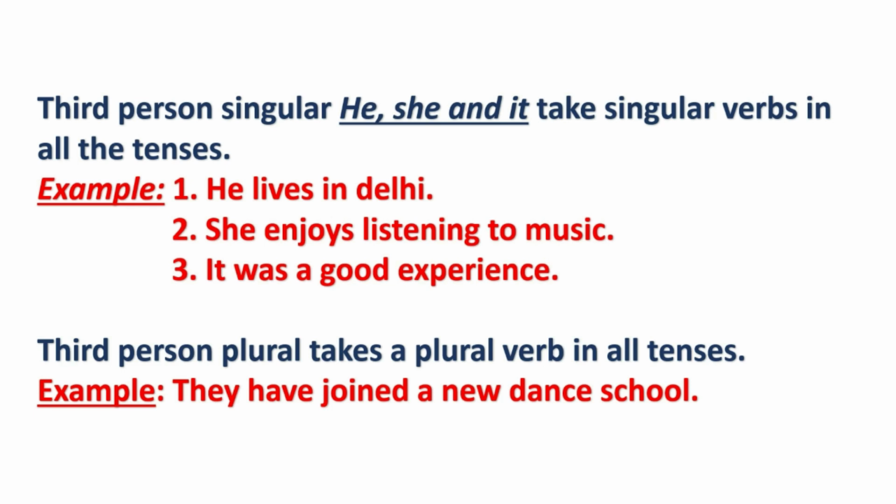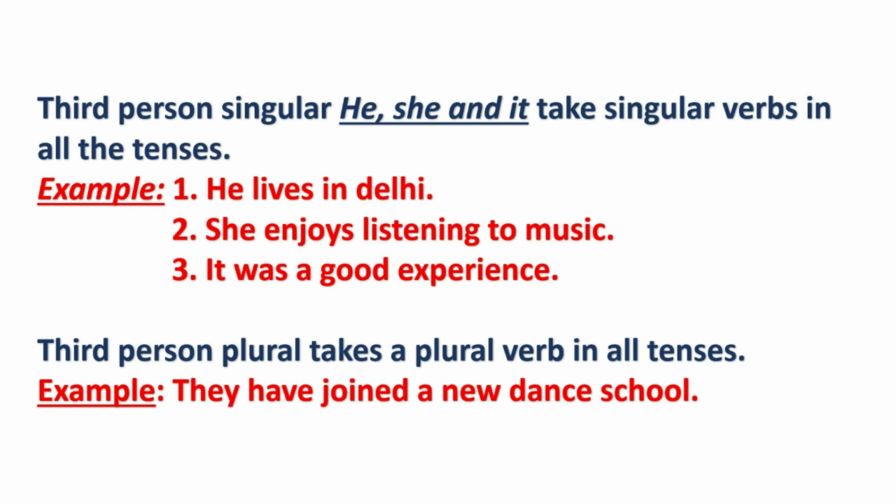Now children, please don't get confused. When you see an S in lives and enjoys, don't think that it is a plural verb. It is a singular verb only. Okay? The third person singular, he, she, it takes a singular verb. He lives in Delhi. She enjoys listening to music. It was a good experience.